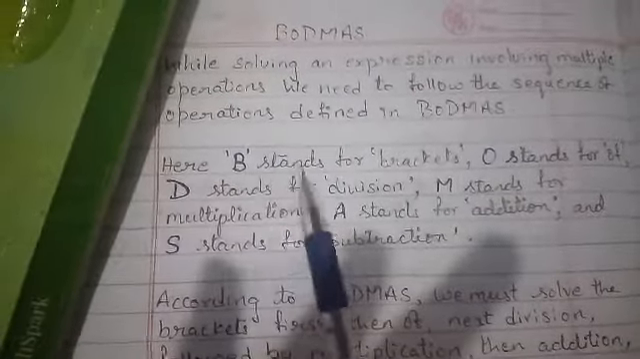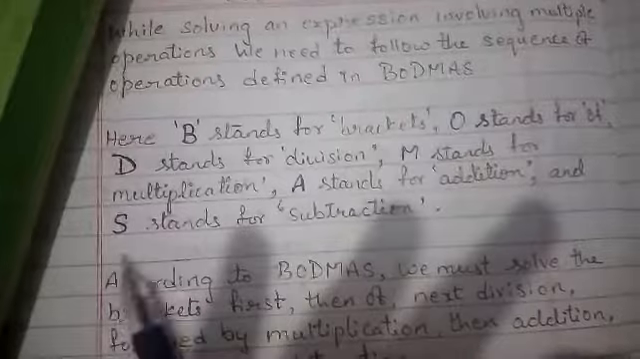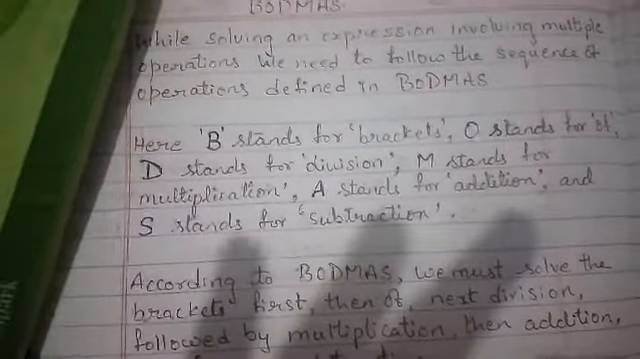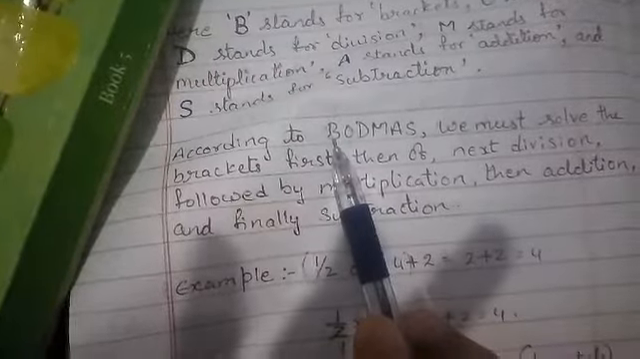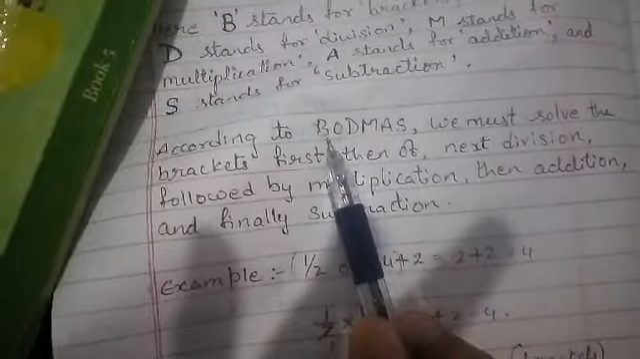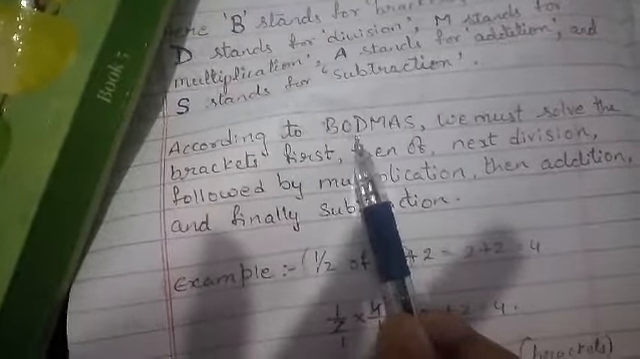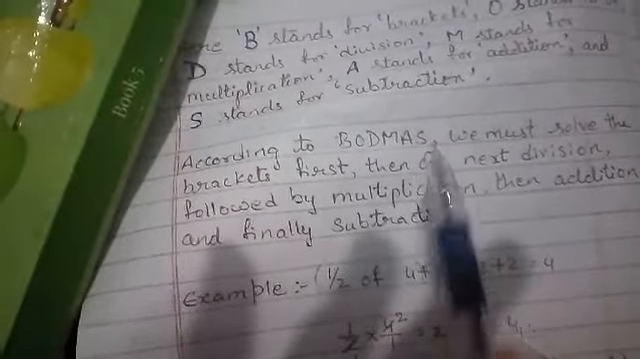Just now I explained to you that in BODMAS, B stands for brackets, O stands for of, D stands for division, M stands for multiplication, A stands for addition, and S stands for subtraction. According to BODMAS, we must solve the brackets first, because B is at the first. So if any expression is given to us and a bracket is there, we will solve the bracket first. Then we will go to of, then division, then multiplication, then addition, and then subtraction.